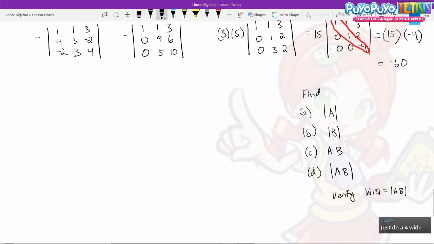Huh? Just do a 4 wide. Unfortunately, 4 wides don't work in real life problems. It's not a solution to everything like it is in Tetris.